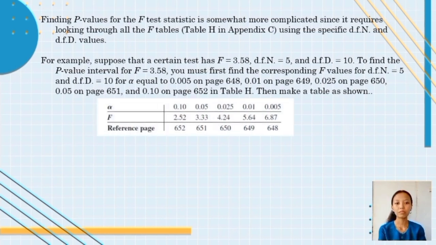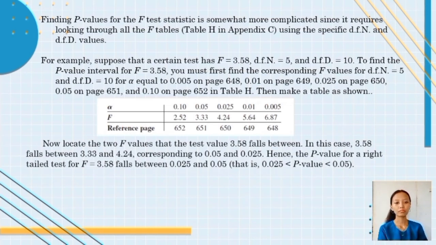To find the p-value interval for F equals 3.58, you are going to find the corresponding F values for DFN equals 5 and DFD equals 10 for significance levels of 0.005, 0.01, 0.025, 0.05 and 0.10. Then you are going to make a table as shown below.